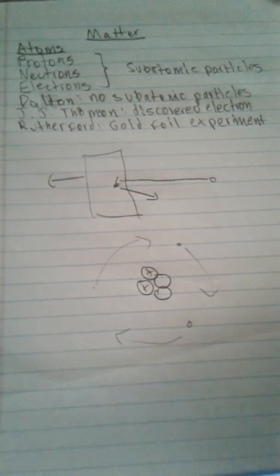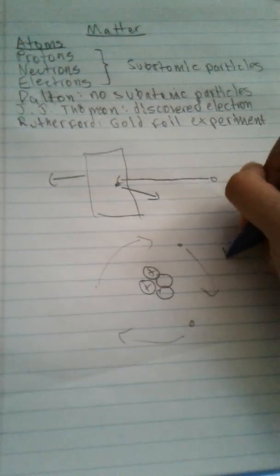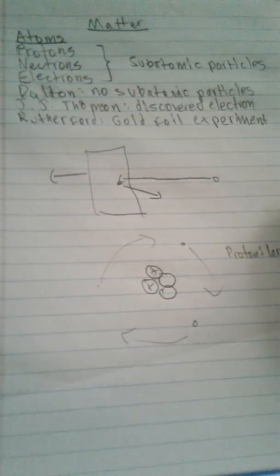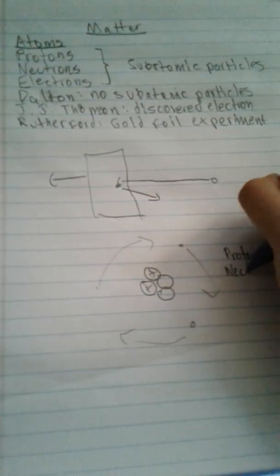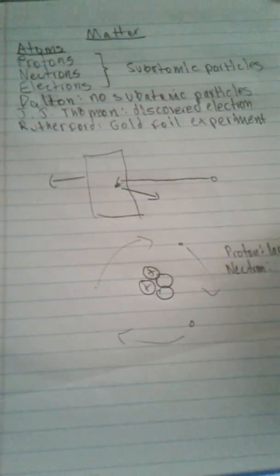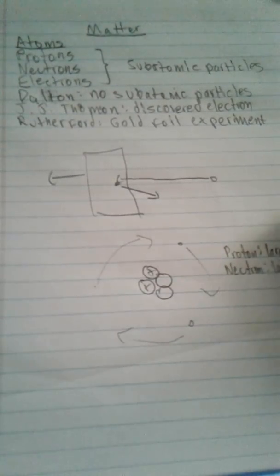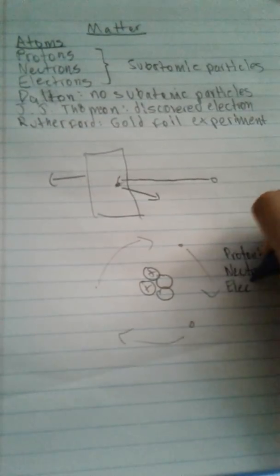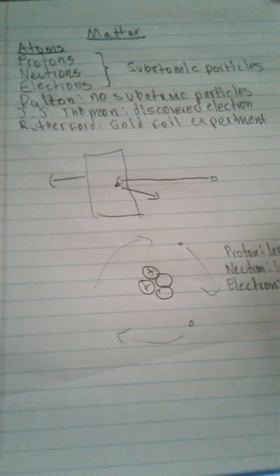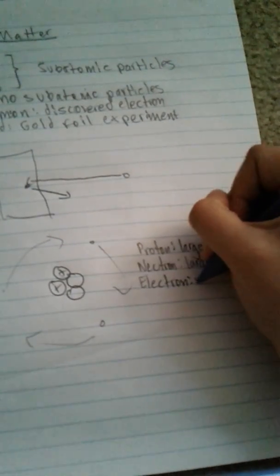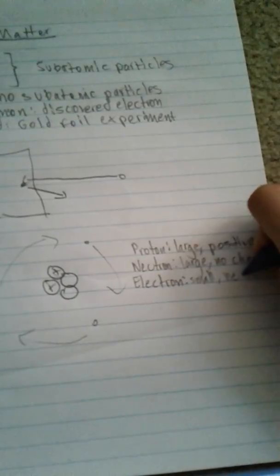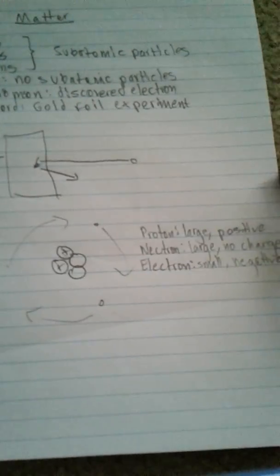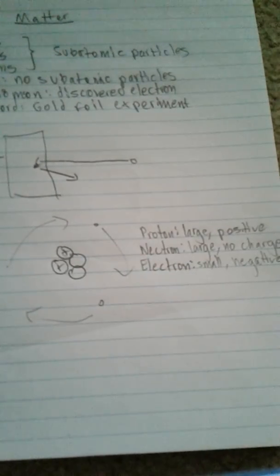So we have protons, which are large and positively charged. Neutrons, which are slightly more massive than protons and have neutral charge. And electrons, which are about 1/1000th as massive as both of them and have a negative charge. Each element is determined by what these subatomic particles are.